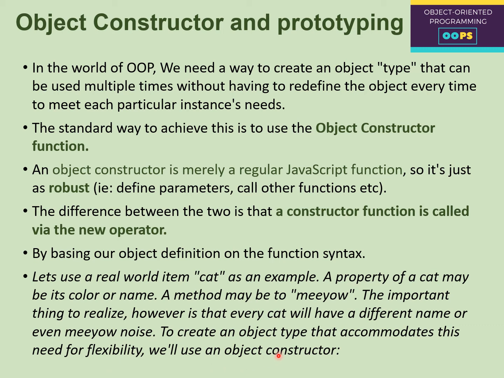So we are trying to model a real world object, and we are modeling a cat as our example. A cat has properties, its color and name, and a function related to cat is meow, because the concept is that every cat has a different name as well as a different noise.